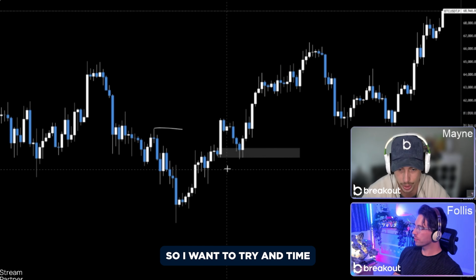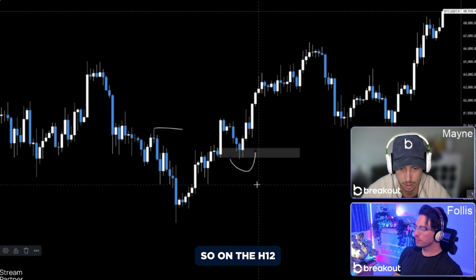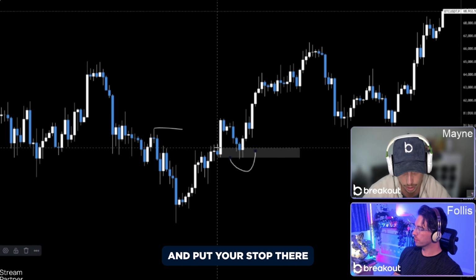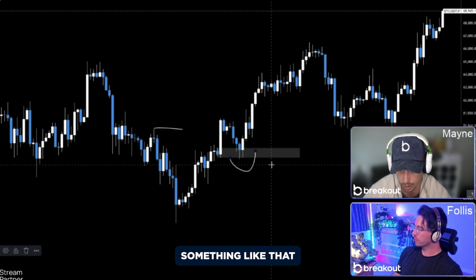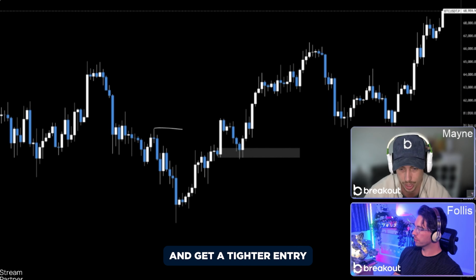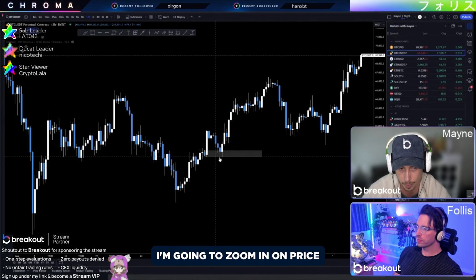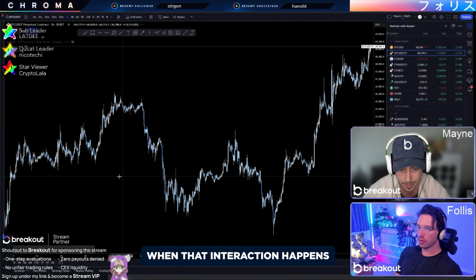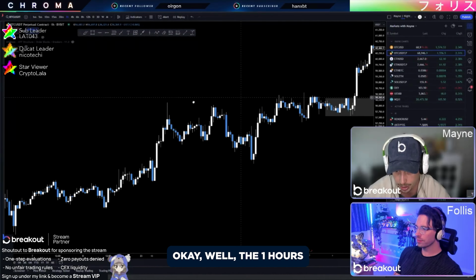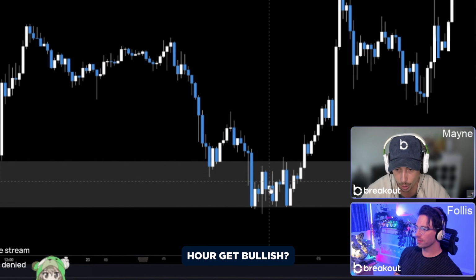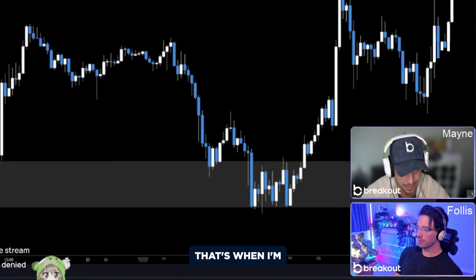So I want to try and time this higher low. So on the H12, well, how do I know when this is going to stop? You could just bid here and put your stop there or down here, something like that. You absolutely could do that. But if you want to try and get a tighter entry, you want to try and get a lower time frame entry, I'm going to zoom in on price when that interaction happens. And I'm going to say, okay, well, the 1 hour is in a downtrend here. When does the 1 hour get bullish? That's when I'm going to enter.